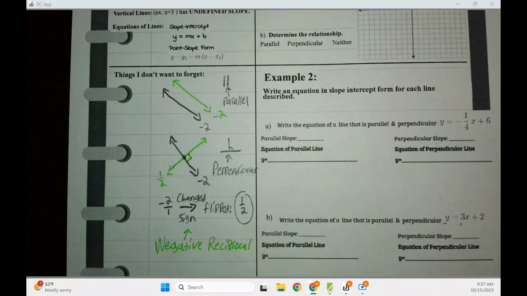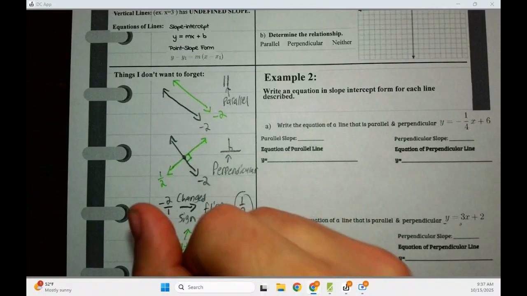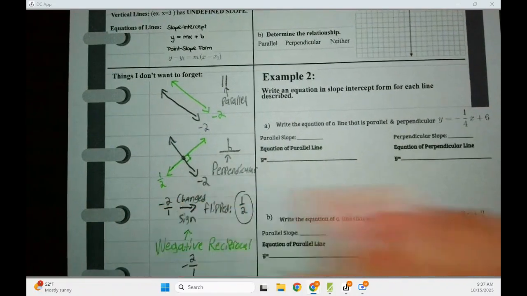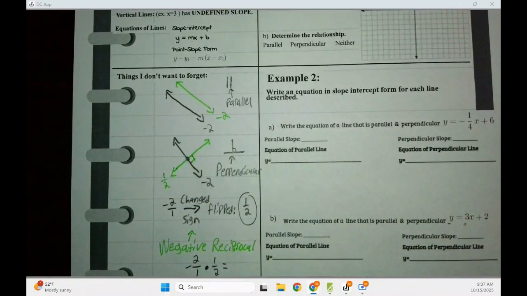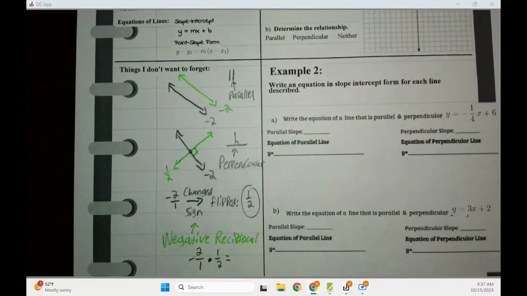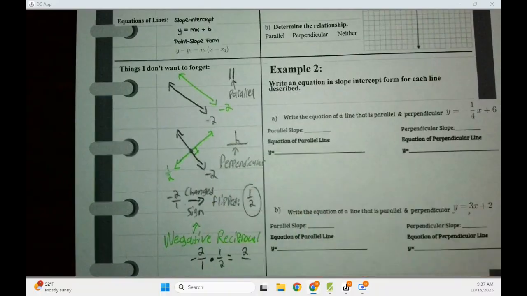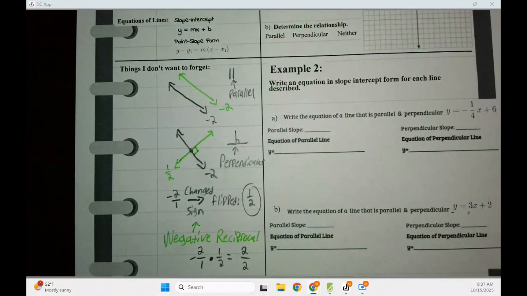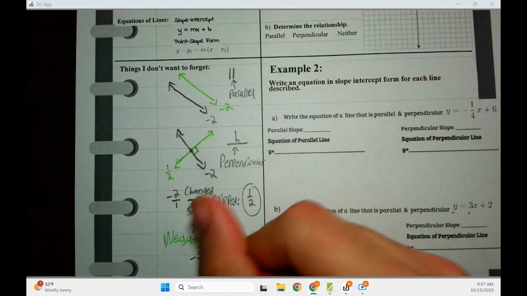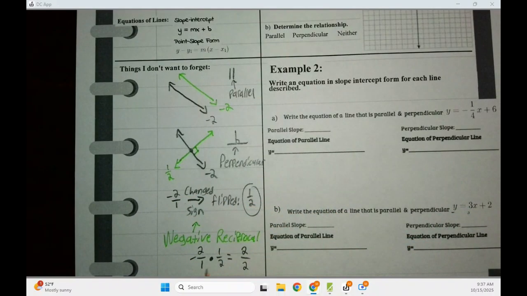Here's why it's called a negative reciprocal, okay? If I take negative 2 over 1 and multiply it with 1 over 2, if you remember, when we multiply fractions, we multiply the top, we multiply the bottom. What's 2 times 1? 2, right? And then what's 1 times 2? 2. What's 2 divided by 2? 1. But again, there's the one negative, one positive here. So it's going to be what? Negative 1 is my answer.